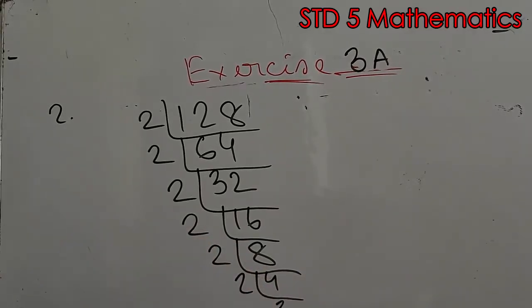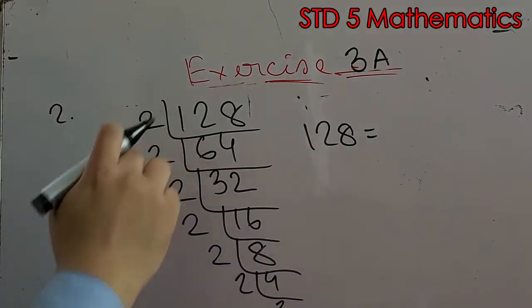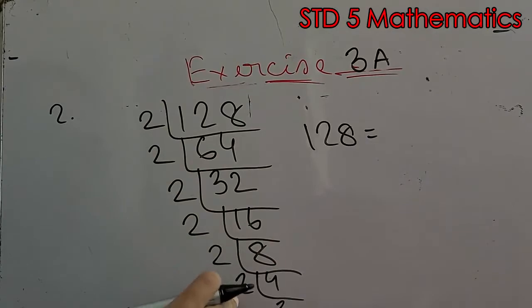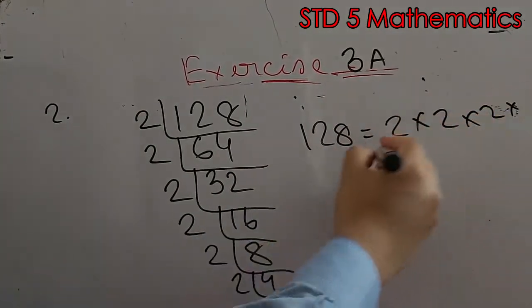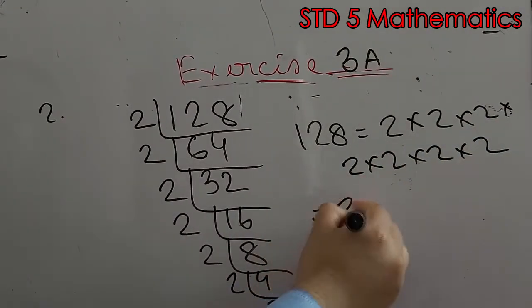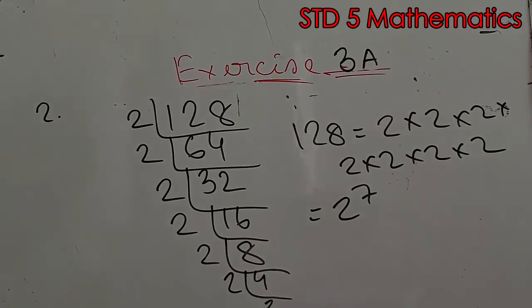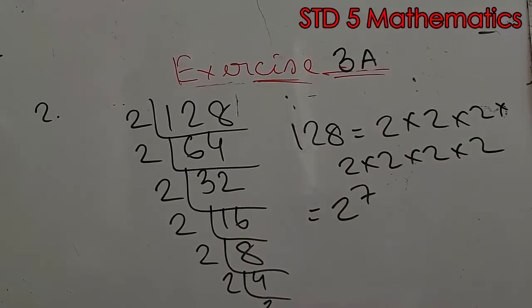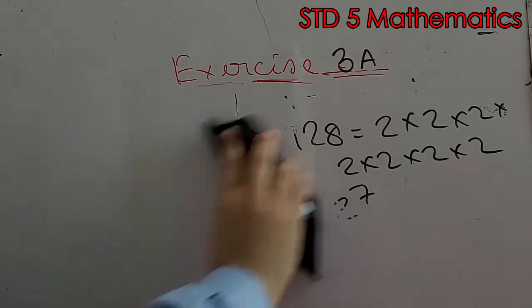So, we can say 128 equals, here 1, 2, 3, 4, 5, 6, 7, 2 into 2 into 2 into 2 into 2 into 2 into 2. That means we can say 2 to the power 7. So here, the only prime factor is 2. So the prime factor of 128 is 2. Now, next one.